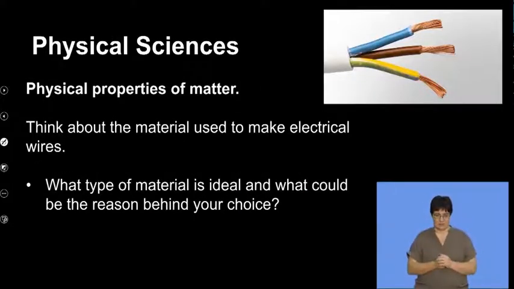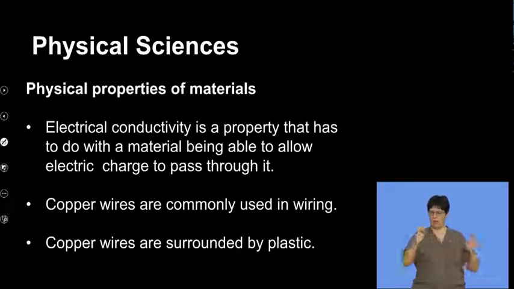Okay, now think about another thinking exercise. Think about the material used to make electrical wires, okay? That's its electrification. What type of material is ideal or suitable, and what could be the reason for your choice? Already alongside, we've got something that we are quite familiar with in our everyday life, which is the copper wire. Now, why is copper ideal for electrical wires? That's the big question that we're asking.